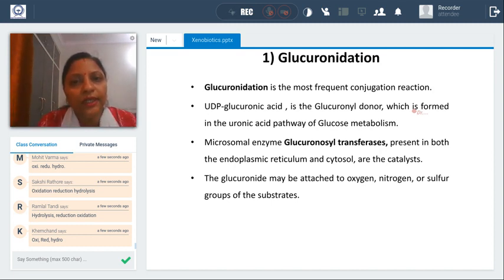First is glucuronidation. You all know glucuronidation is the most frequent conjugation reaction. UDP glucuronic acid is the glucuronyl donor which is formed in the uronic acid pathway of glucose metabolism. Microsomal enzyme glucuronosyl transferase, present in both endoplasmic reticulum, that is microsomal, and cytosol, is the catalyst for this reaction. The glucuronide may be attached to oxygen, nitrogen, or sulfur groups of the substrates.